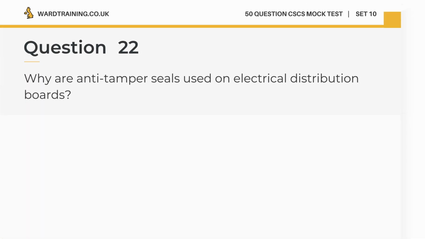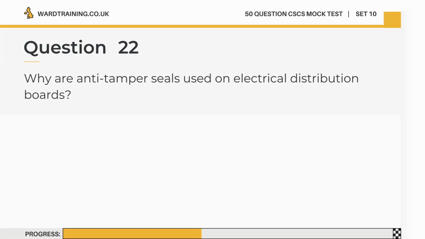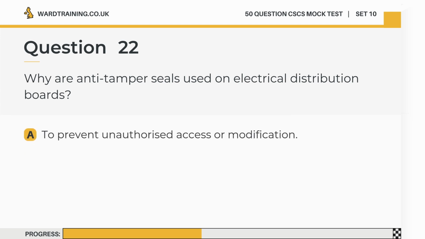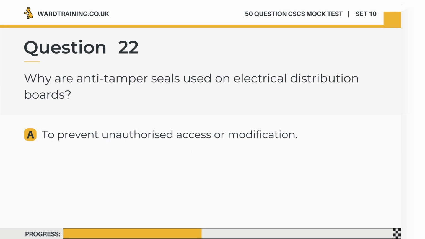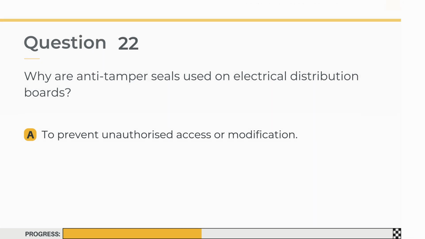Question 22. Why are anti-tamper seals used on electrical distribution boards? A. To prevent unauthorized access or modification. B. To reduce repair costs. C. To improve power efficiency. D. To protect them from weather. The correct answer is A. To prevent unauthorized access or modification.